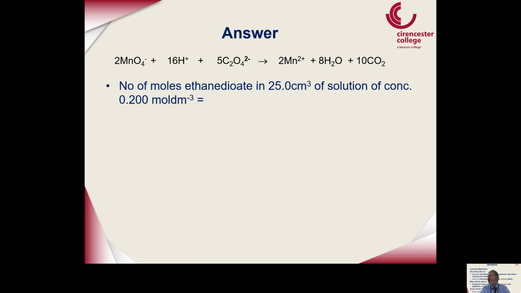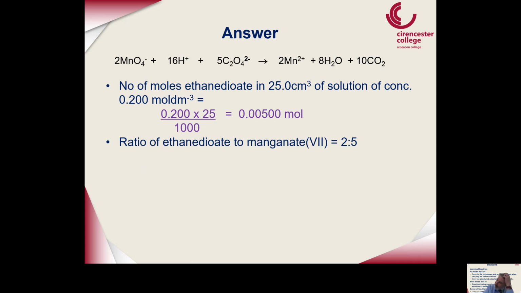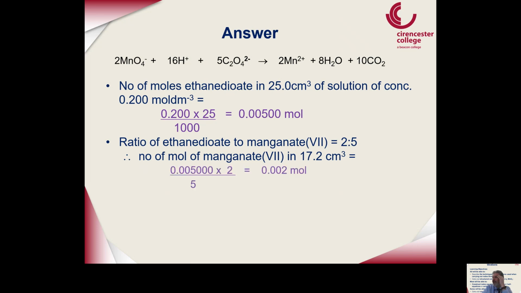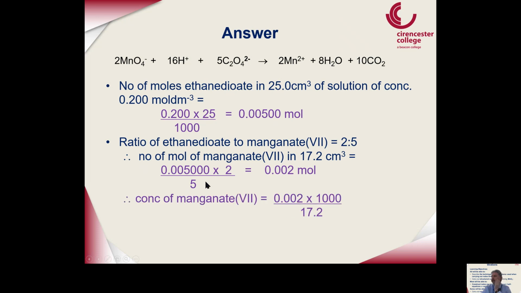The number of moles of ethanoate in 25 centimeters cubed of solution concentrated is 0.2 times 25 over 1,000 equals 0.005 moles. Ratio of ethanoate to manganate is 2 to 5. So the number of moles of manganate, it's 2 manganate to 5 ethanoate. So we have to do the moles of ethanoate times 2 divided by 5. Gives us that amount.